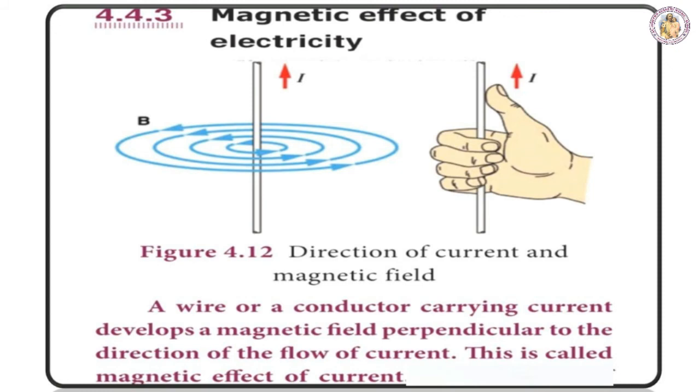Magnetic effect of electricity. This tells the direction of current and magnetic field. A wire or a conductor carrying current develops a magnetic field perpendicular to the direction of flow of current. This is called the magnetic effect of current. Here it says the magnetic field is always perpendicular to the direction of current flow.